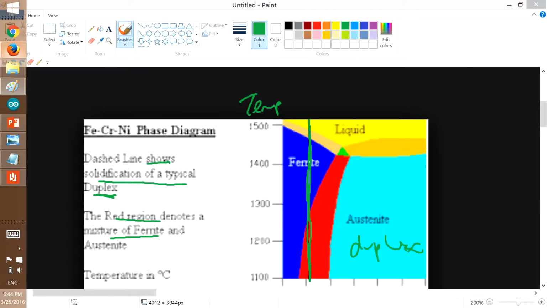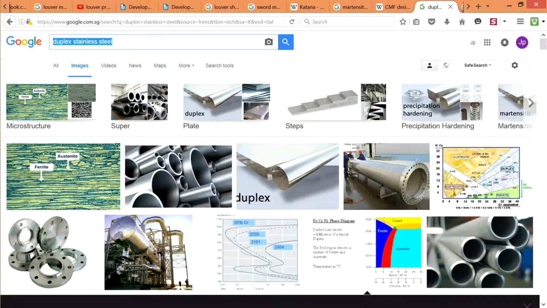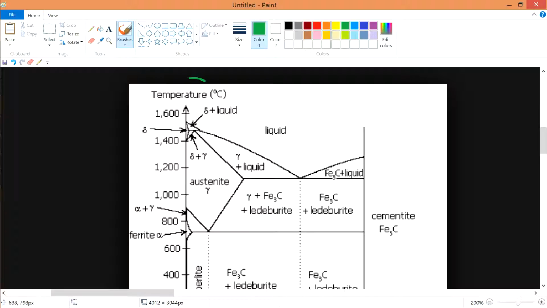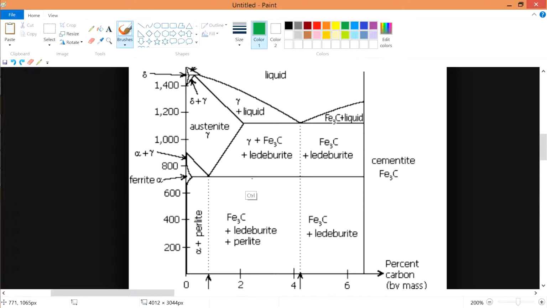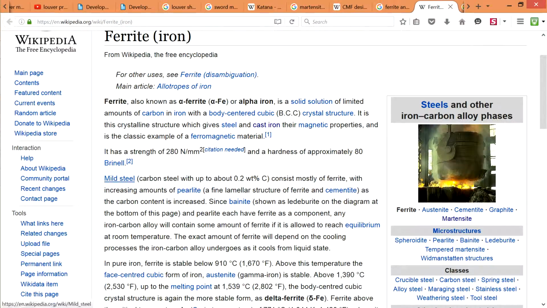If you were to go back to our phase diagram on the austenite graph, give me a while. This is the phase diagram, the temperature, this is the liquid form, and then you have austenite over here. You also have pearlite and ferrite. Pearlite sounds like ferrite, which is also a bit like austenite and cementite. Mild steel itself consists mostly of ferrite, with increasing amount of pearlite.